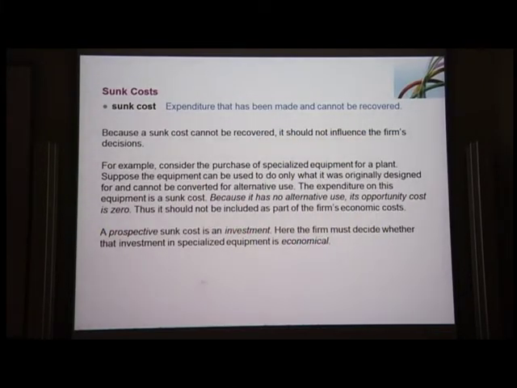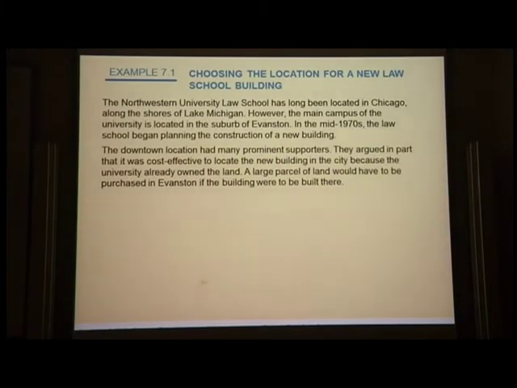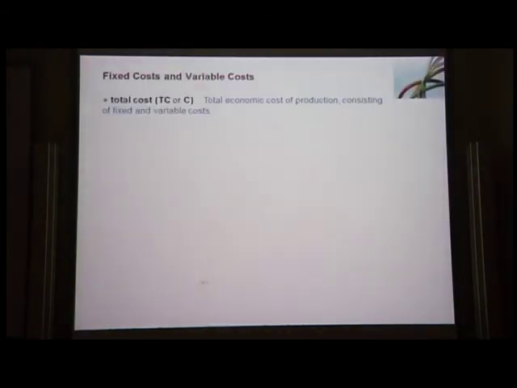Then also a term that we encountered last year is sunk cost, basically a cost that has been made, but it cannot be recovered. So just take note of that. The rest you can ignore. What is important about the sunk cost, it cannot be recovered. So when a firm makes decisions about production or the future production, it should not influence a firm's decision.